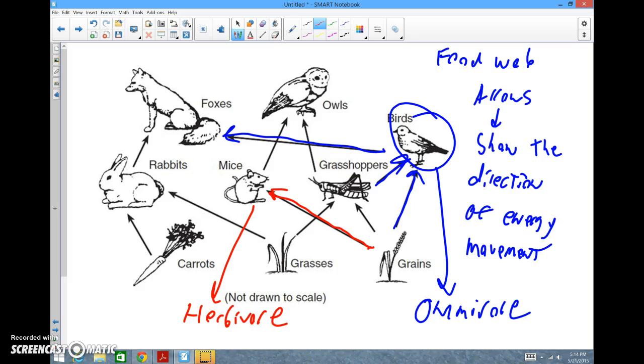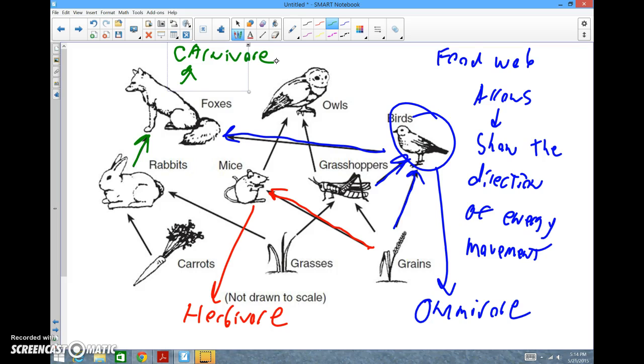Then you have an example like the fox. We all know what it says, I assume. So the fox, you'll notice it only has energy that flows to it from rabbits and from birds. So that makes the fox a carnivore because it only eats meat. Okay? So you have this food web, and basically what you're doing is you're tracking the passage of energy from one organism to the next.